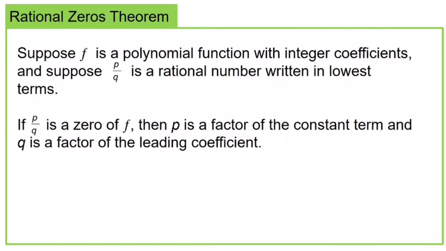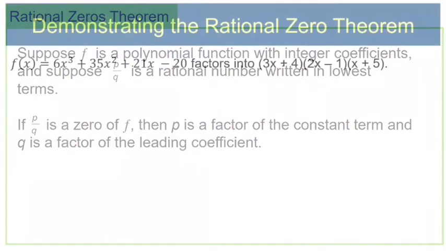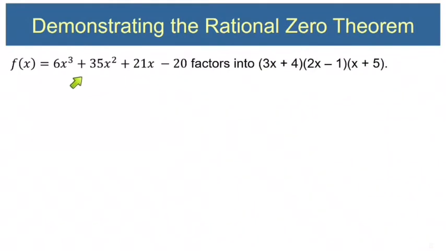And I'll show you what I mean on the next slide. Now here I have a polynomial with integer coefficients, and I've already factored it for us into 3x plus 4 times 2x minus 1 times x plus 5. Now, with the function being factored like this, it makes it very easy to find the zeros. All we have to do is set each factor equal to 0 and solve.